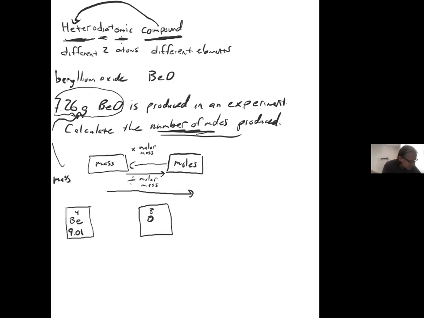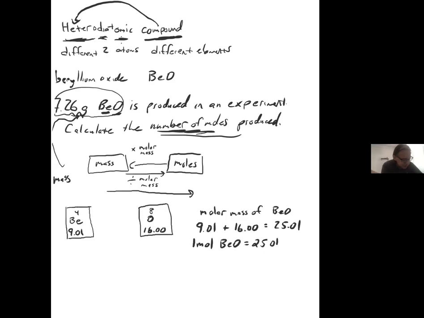Okay. So here's how we calculate the molar mass of BeO. You just add them together. There's one beryllium, and beryllium is 9.01. And there's one oxygen, and oxygen is 16.00. So that gets you 25.01. So I'm going to write it this way: one mole of BeO is 25.01 grams of BeO. So I've written out the molar mass in this form right here. Just add up the molar mass of each atom, of each element. If it were Be2O, you would take two berylliums and one oxygen. If it were BeO2, you would take one beryllium and two oxygens.